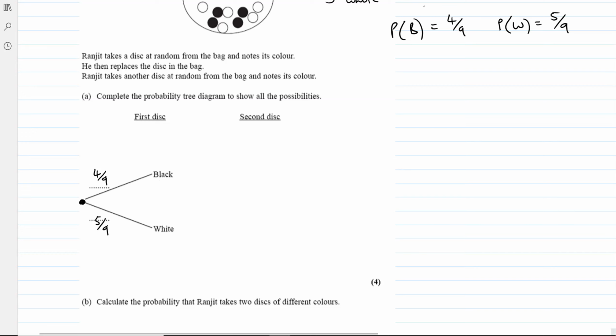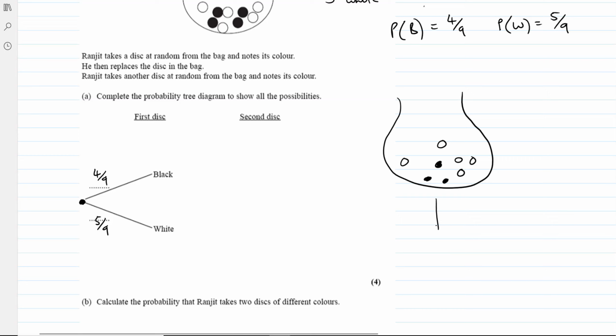Now there's some important things to look out for in these questions. If you've taken that disc out and left it out, if you think about what happens if I've got 4 black discs and 5 white discs. Let's say I'm going down, let's say I pull a black disc out first. I'm going down this route. If I pull it out and leave it out, that's going to change everything in this question.